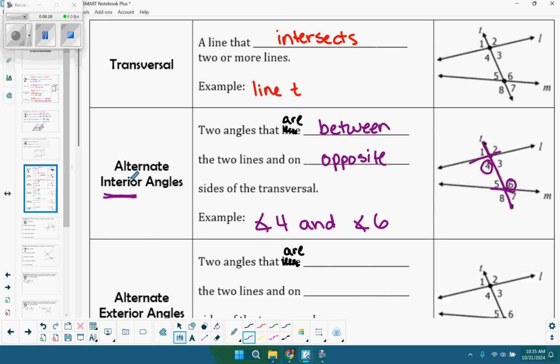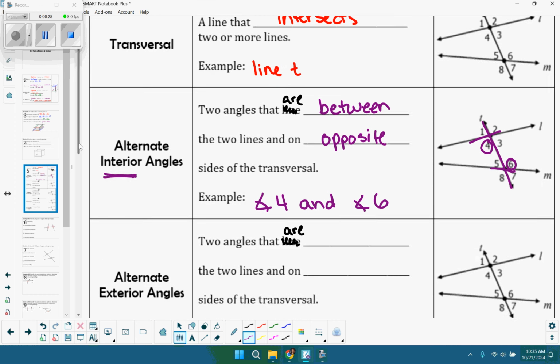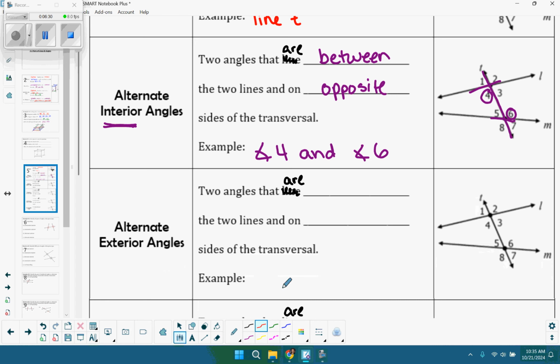And if I can have alternate interior angles, I could have also alternate exterior angles. So that's outside of these two lines. So they're outside the two lines and still on opposite sides of the transversal because of that word alternate. So if I picked like angle 2, I want to go on the opposite side of the transversal now. So down here, exterior angle on the opposite side would be angle 8.